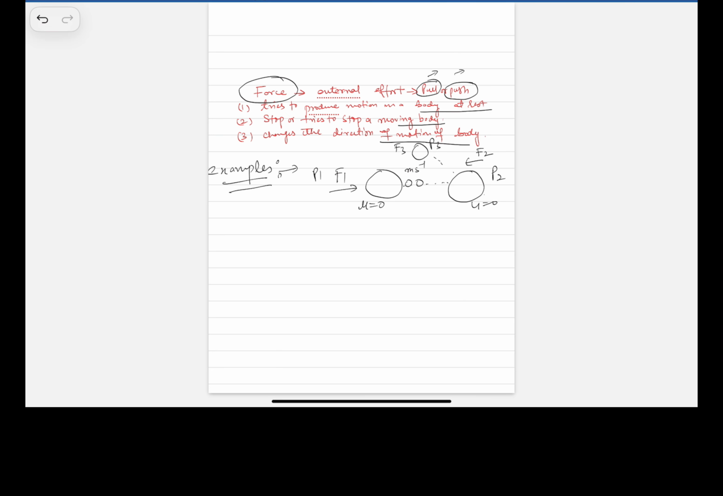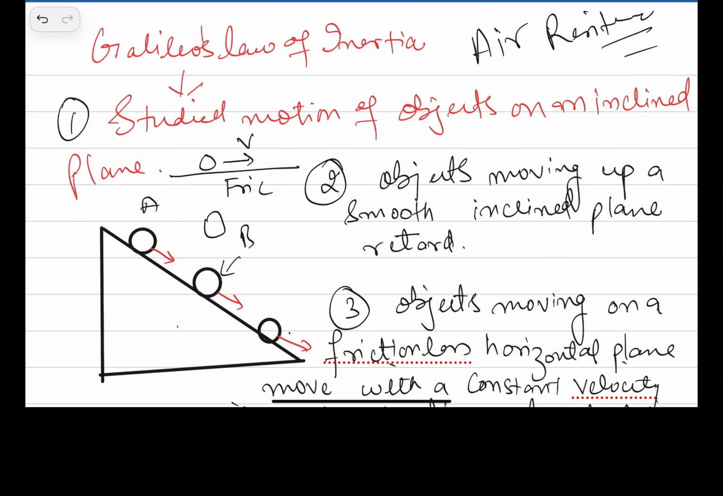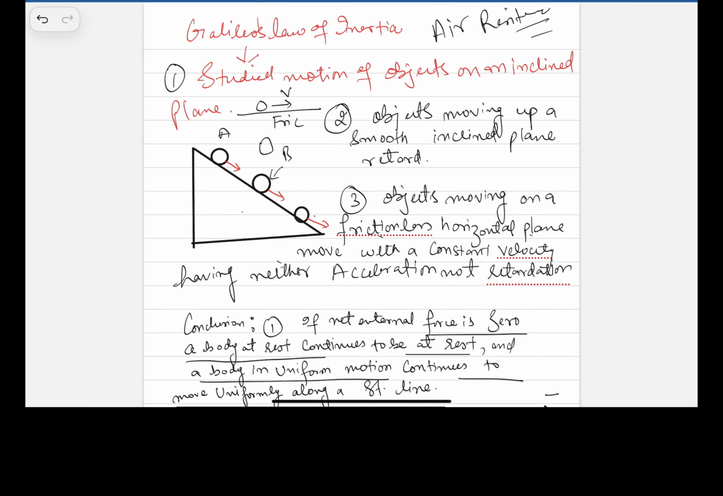So how did this process start? It started with the scientist known as Galileo. This is known as Galileo's law of inertia. Galileo did some experiments in which he observed that objects moving down a smooth inclined plane accelerate. For example, a ball kept on an inclined plane.